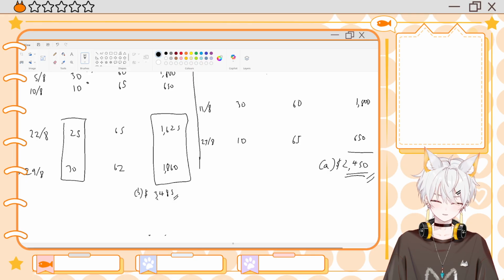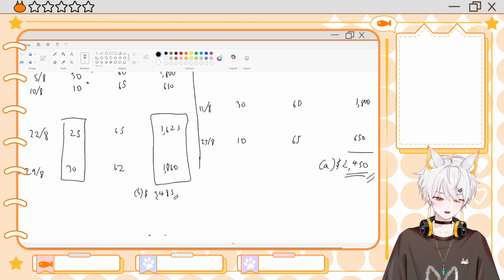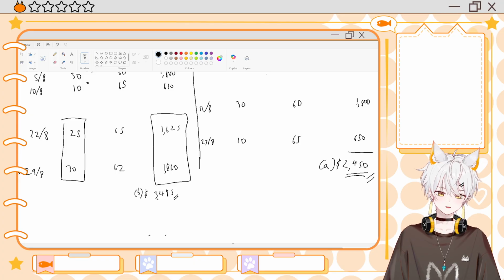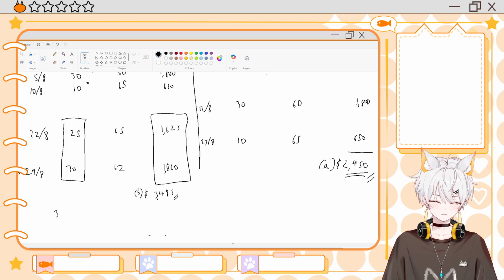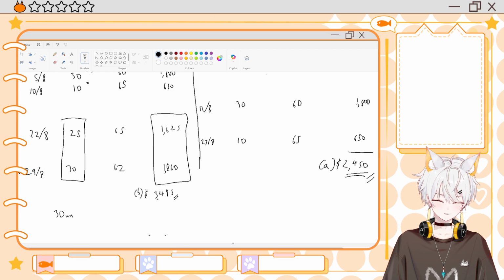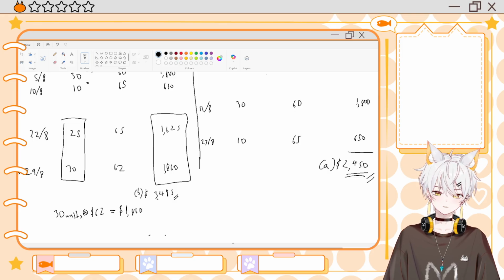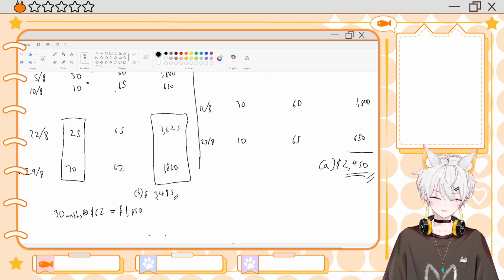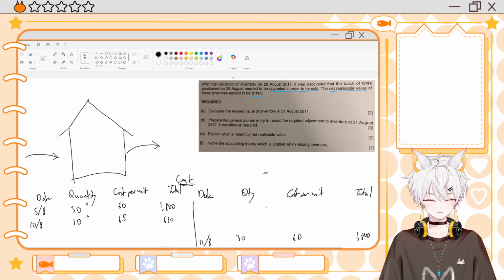1860 minus. Sorry, I mean the quantity first. I think it's quantity. Yeah. 30, 30. Yep, 30 items or 30 units at $62 per unit, which gives you this amount, right? Right. Okay, so at least you didn't sell any of it, so it's actually easier to calculate from here.